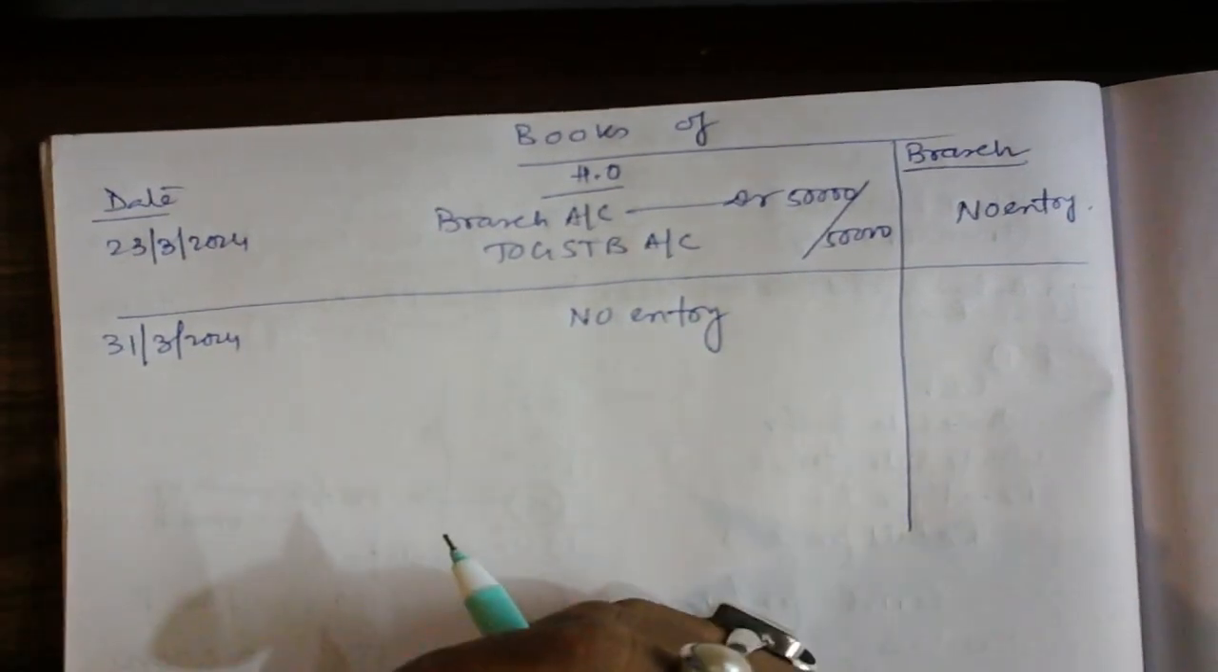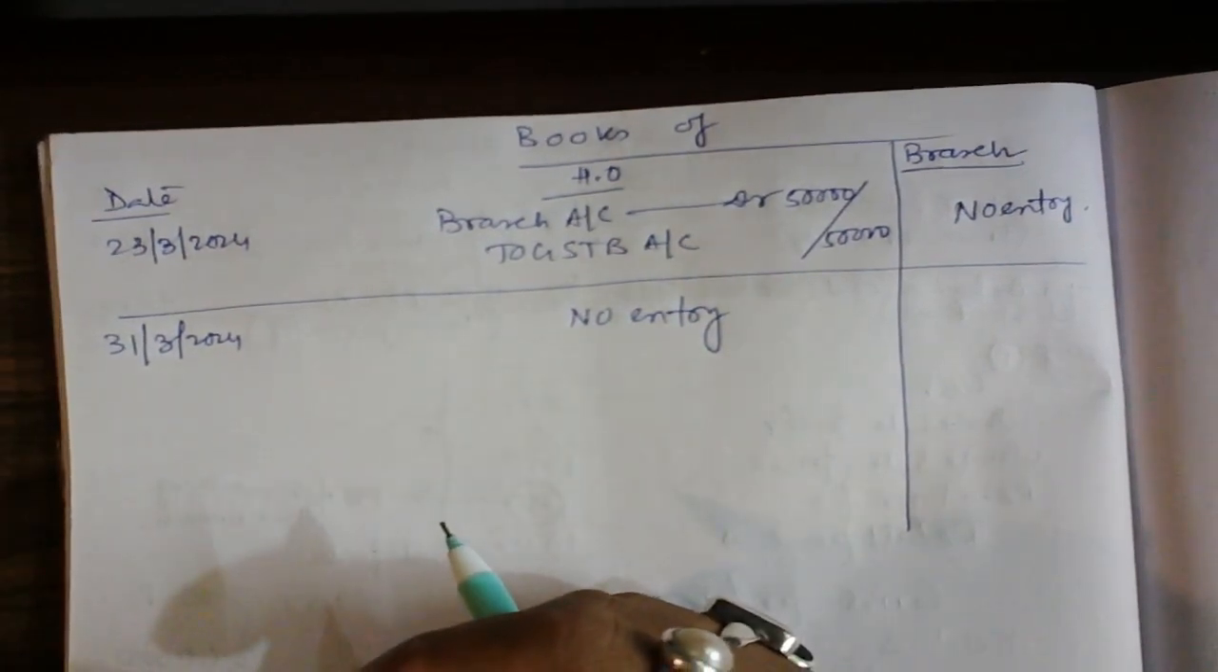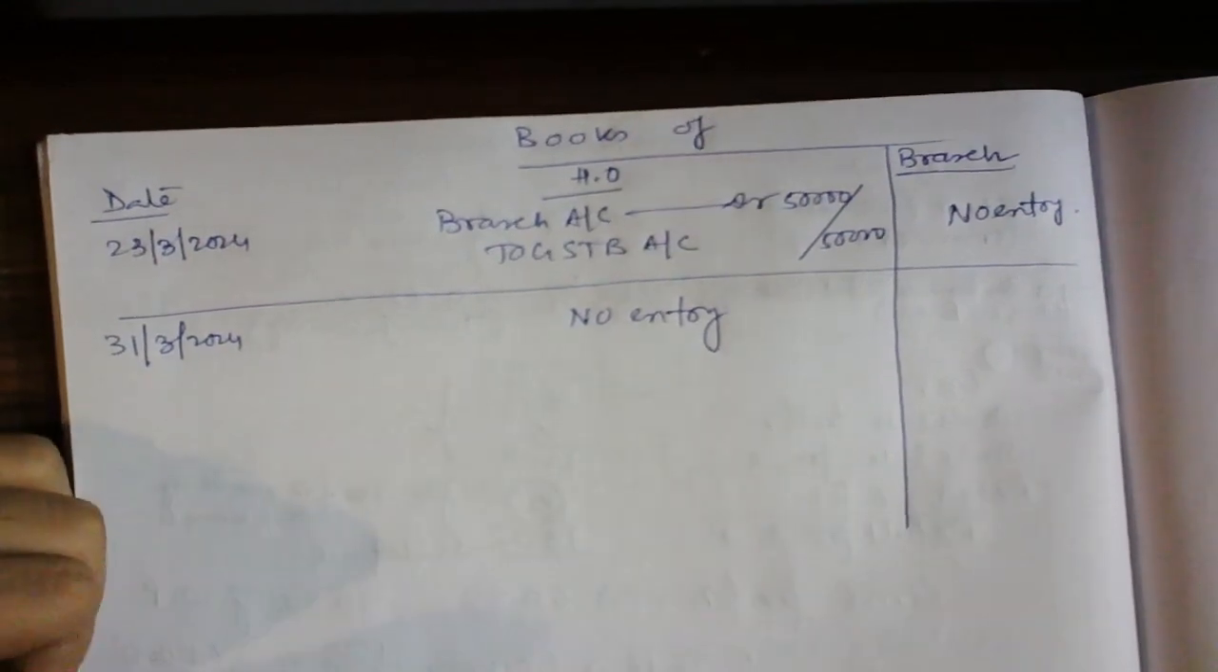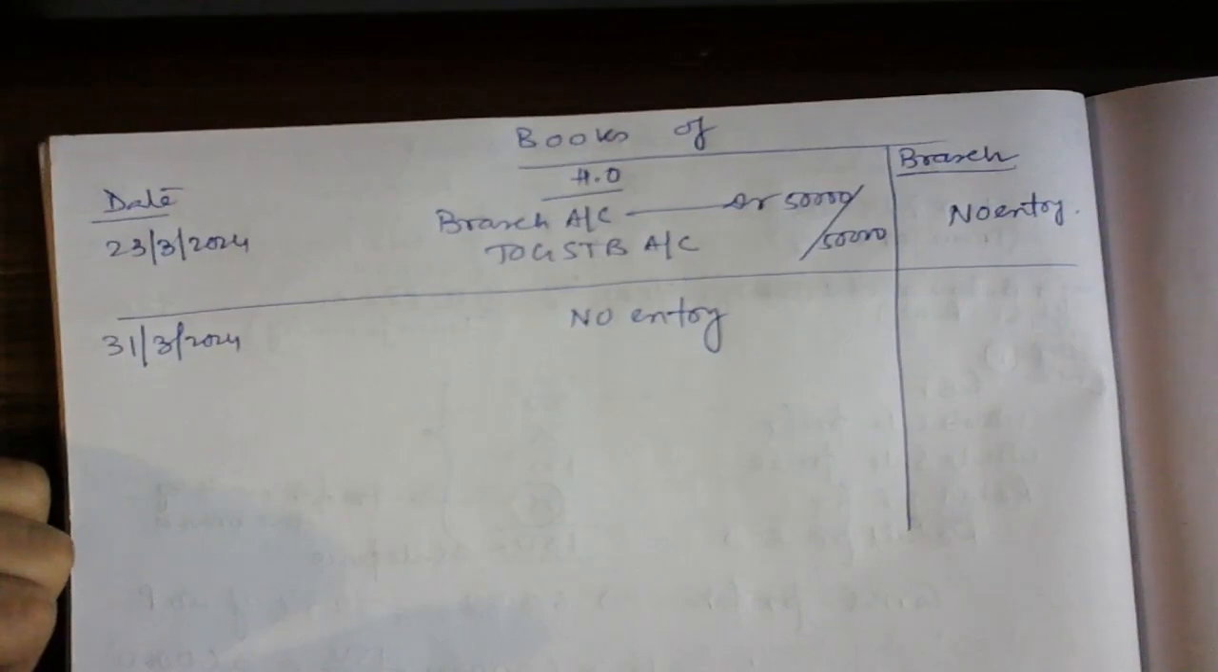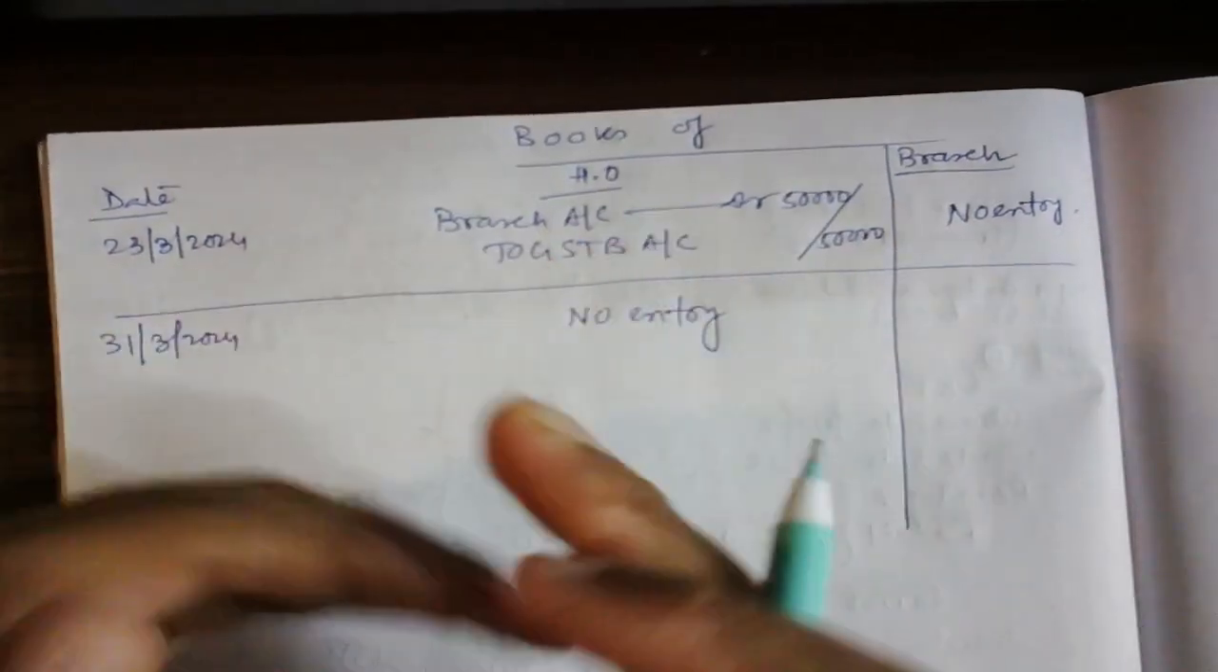So HO will say okay sir, you can do one thing, you can make a goods in transit entry. Branch says yes sir, why not, we are going to make a closing entry at the goods in transit. So in this particular case it will generally be goods in transit account debit, because goods are coming.